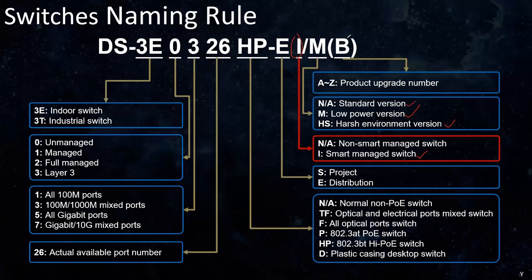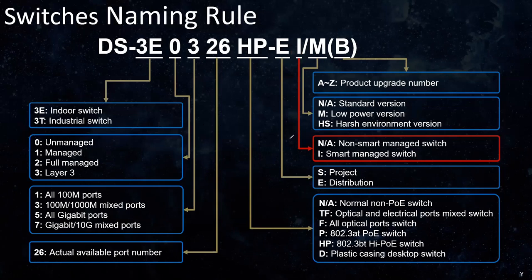And finally, after that, you have an English letter within brackets that can go from A to Z, just the product upgrade number. Every time we release a product, we keep doing continuous improvement, and the same product can be released as newer versions. So we maintain the version number in this letter in the brackets. With this, I think everyone can get a clear idea.